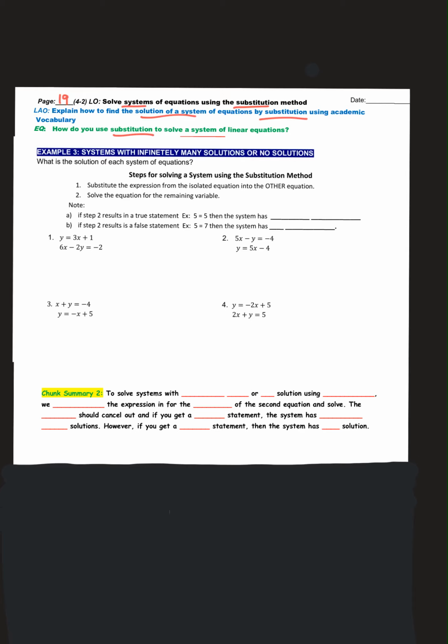Okay, what's going to end up happening in this video is something unique, where the variables actually end up canceling out. So we have these little additions to our steps. If step 2 results in a true statement, example, 5 equals 5, meaning a 5 always equals a 5, a $5 bill always equals $5. So that's a true statement, which means the system has infinitely many solutions.